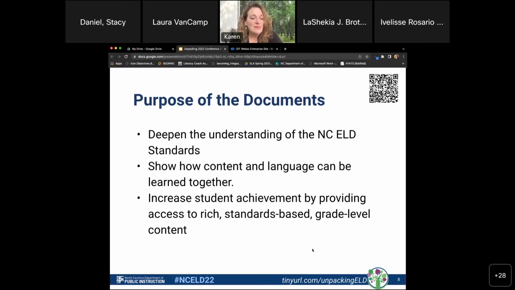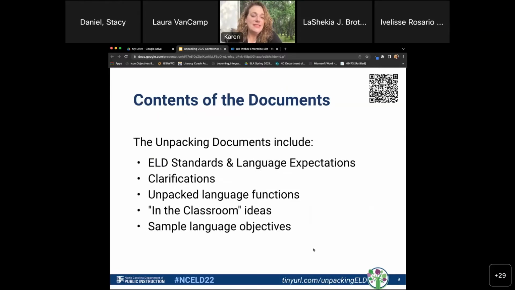The purpose of these documents is to increase student achievement by providing access to rich, standards-based, grade-level content by ensuring all educators have a clear understanding of the expectations of the adopted standards. So the contents of these documents include the ELD standards, language expectations, clarifications, unpacked language functions, in the classroom ideas, which are like my favorite, and then sample language objectives that teachers can use and modify for their own instruction.